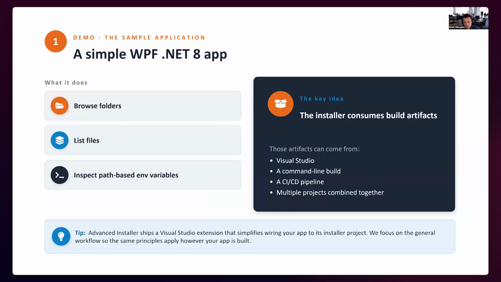In today's webinar, we'll have a demo application, which basically lets the user browse for a folder, list the files inside that location, and inspect the environment variables. We'll use Visual Studio. Now, for those that are already familiar with Advanced Installer, you know that Advanced Installer also comes with an extension for Visual Studio. We won't use that, because the most important thing is that the installer consumes the build artifacts, which may come from Visual Studio, a command line build, a CI pipeline, or even multiple projects combined.